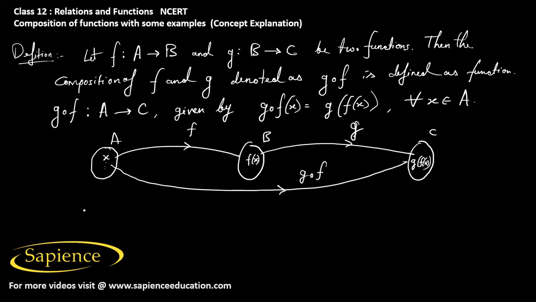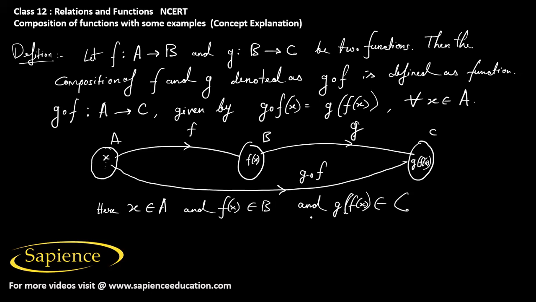So we can understand this by one example. Here you can say that x belongs to the set A, f of x belongs to the set B, and g of f of x belongs to the set C. It means here that the range of the function f is B and the range of g is C. It means here that the range of the function f should be same as the domain of the function g.